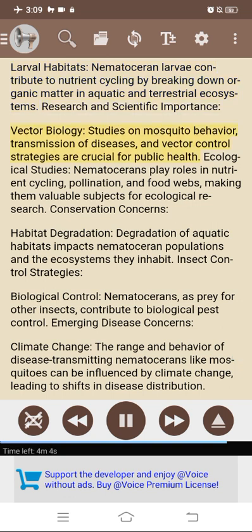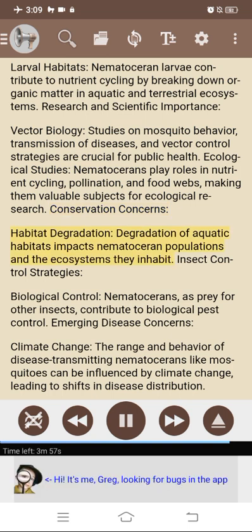Research and scientific importance. Vector biology. Studies on mosquito behavior, transmission of diseases, and vector control strategies are crucial for public health. Ecological studies. Nematodes play roles in nutrient cycling, pollination, and food webs, making them valuable subjects for ecological research. Conservation concerns. Habitat degradation. Degradation of aquatic habitats impacts nematode populations and the ecosystems they inhabit.